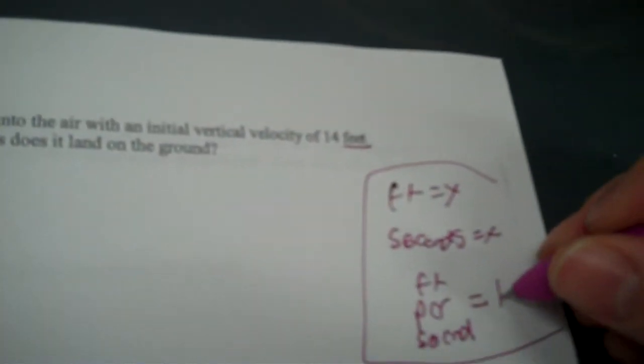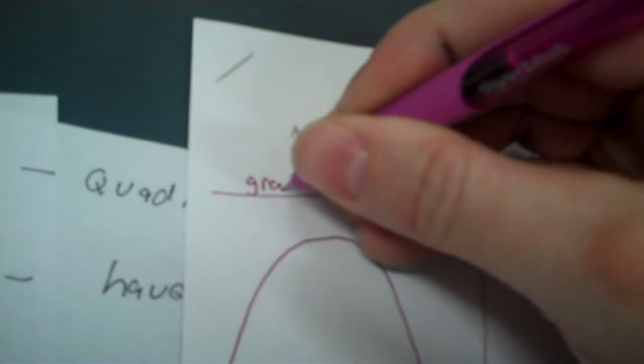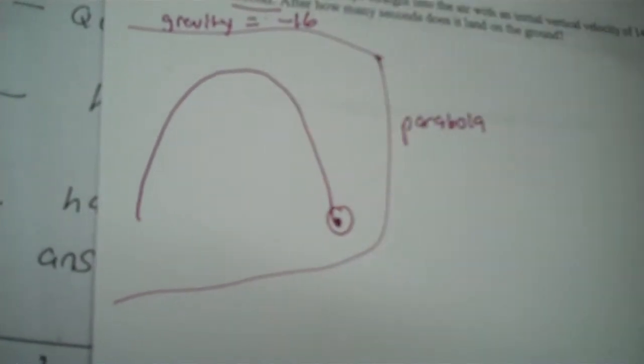Okay, feet per second's 14x, but this isn't a line, man, because the armadillo comes up, but then gravity pulls him down. And also I want you to put something up here. Gravity equals a number in algebra, -16. Okay, -16. With it, this is called a parabola, okay? P-A-R-A-B-O-L-A, parabola. You want to find out when he's on the ground, and that's going to be the case in all the problems. Put 0 feet.